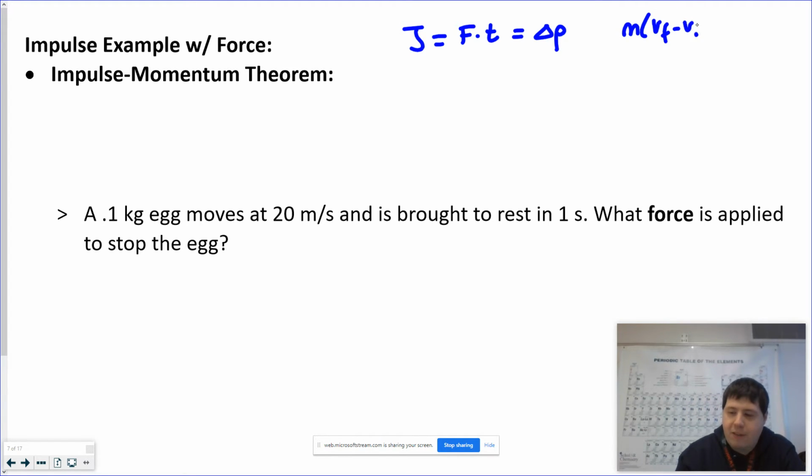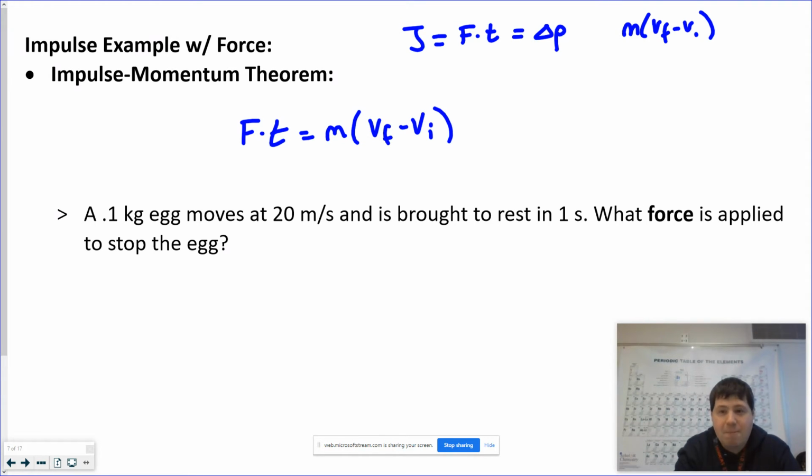times Vf minus Vi. So our impulse momentum theorem says that force times time, that's this part, equals our delta P, m times Vf minus Vi. So that is the impulse momentum theorem. It connects that force and time with change in velocity.